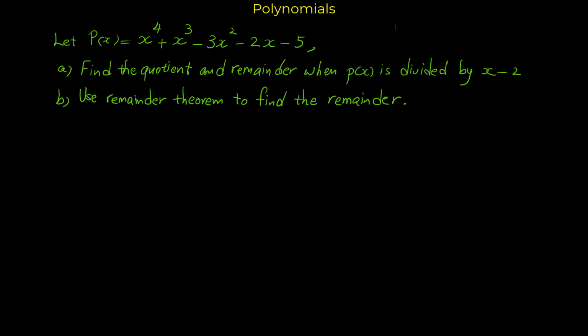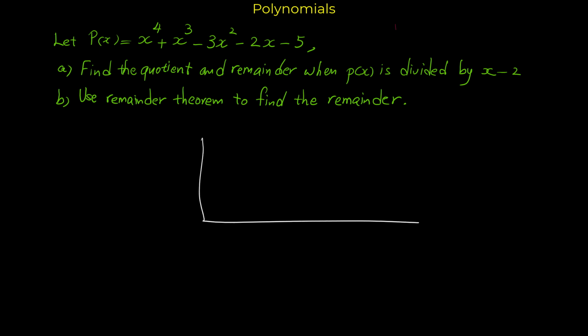Now let's take a look at this example. Let P(x), the polynomial, be x^4 plus x^3 minus 3x^2 minus 2x minus 5. Find the quotient and remainder when this polynomial P(x) is divided by x minus 2. Because here we are asked to find the quotient and the remainder, we have no choice. We have to divide basically the polynomial by x minus 2. And for dividing, you can choose between long division and synthetic division. Because synthetic division is faster and easier, let's do it with the synthetic division.